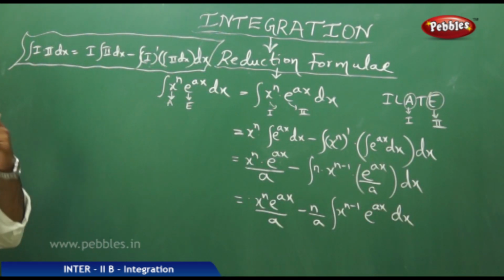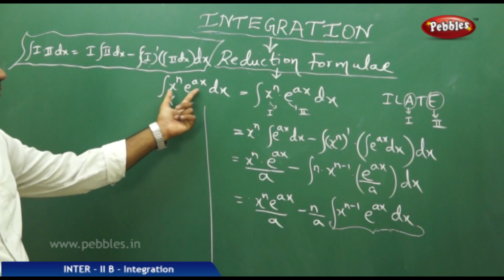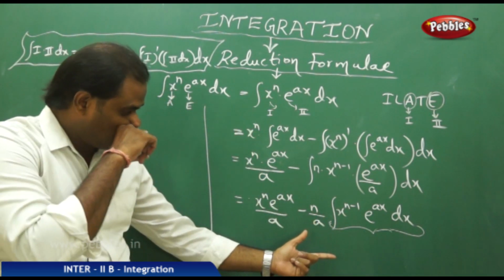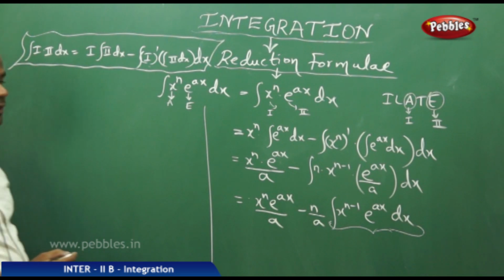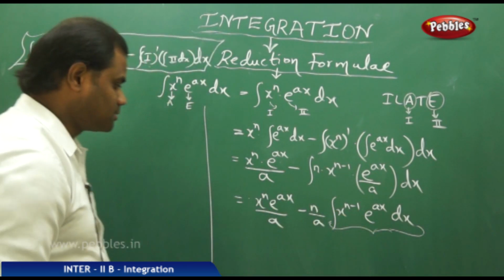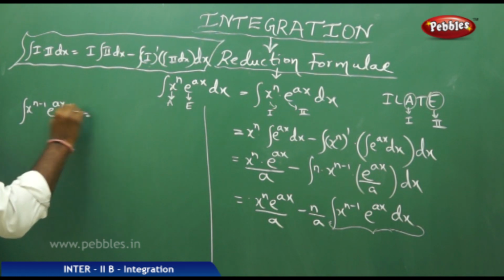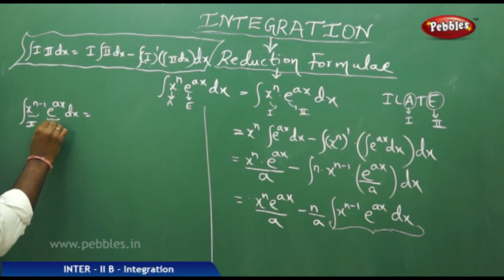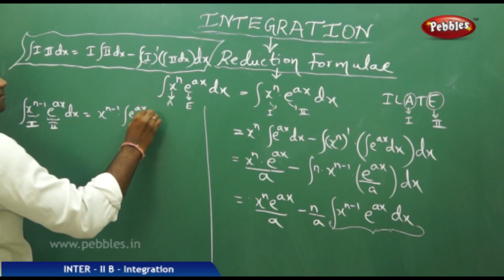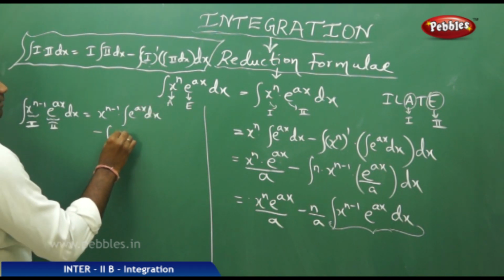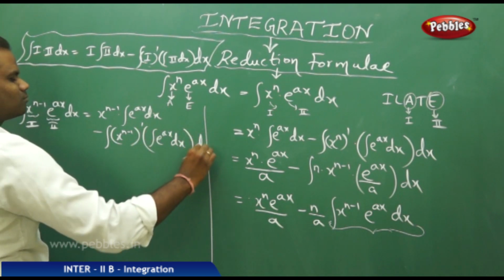ax dx. Now let's see what happens if I reintegrate this, because this integration of x power n e power ax dx is not completely simplified, but I got some reduction as x power n minus 1 e power ax dx. Let's see what happens if I reintegrate this again by using integration by parts. Therefore, integral of x power n minus 1 e power ax dx, this being first function algebraic and this being second function, I have first into integral of second minus integral derivative of first into integral of second dx.